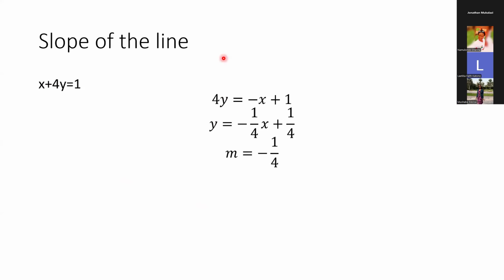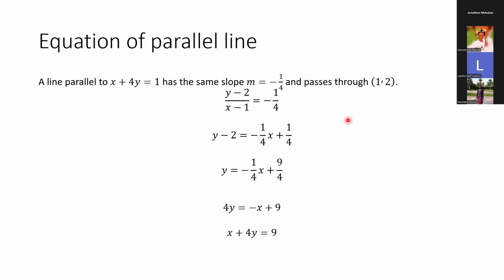So here goes. This is the equation we're given for the line. When you take this x to the other side, you have 4y is equal to negative x plus 1. Then we divide by 4, and we have negative 1 out of 4 x plus 1 out of 4. The coefficient of x is our gradient. So we have m is equal to negative 1 out of 4. From there, we find the equation of the line.